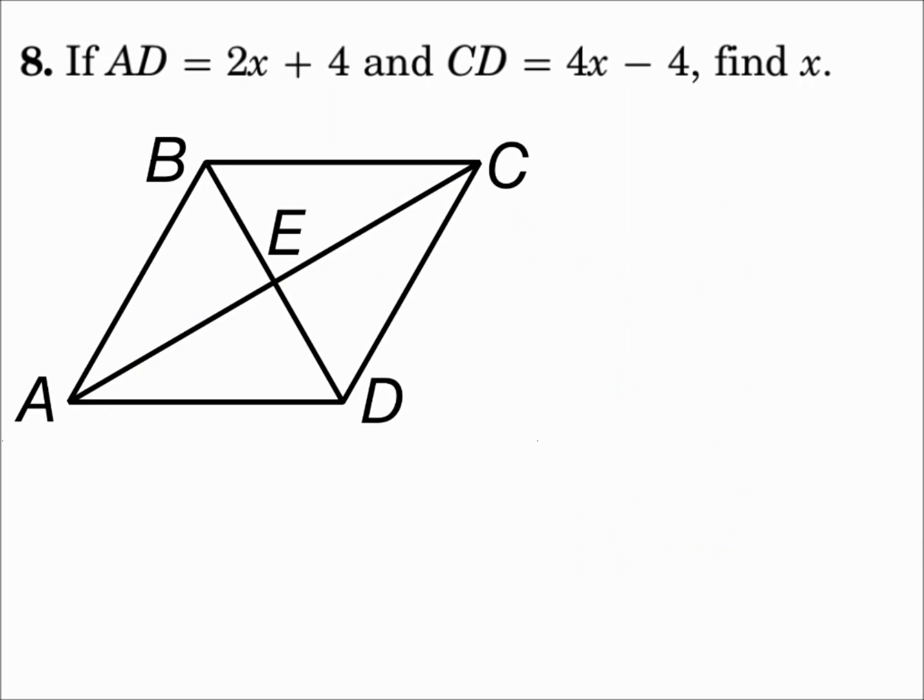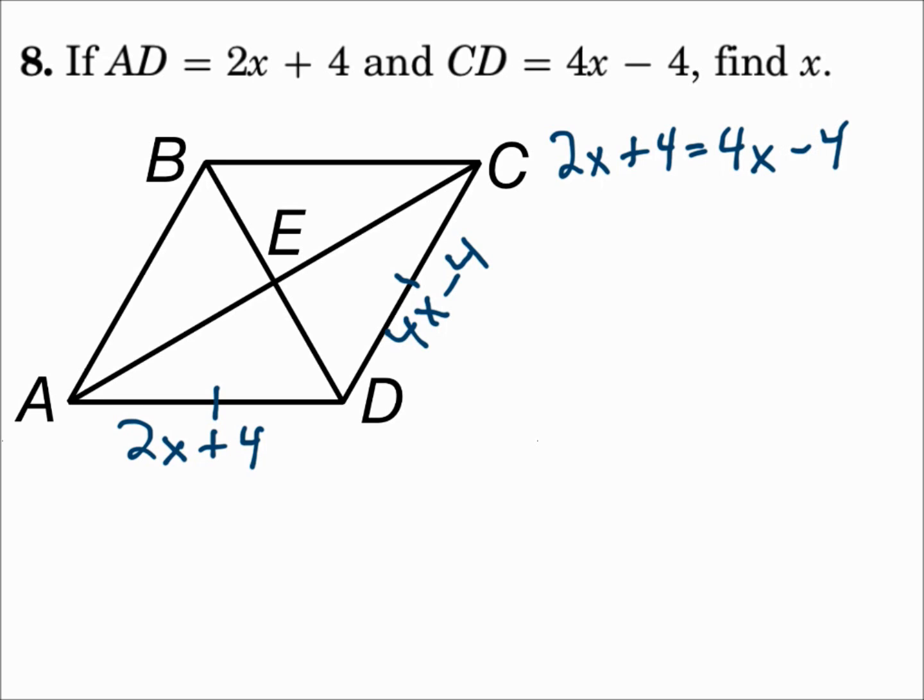Number 8, if the measure of segment AD is 2x plus 4, and the measure of segment CD is 4x minus 4, find x. Well, in a rhombus, sides are congruent, and we have 2 side lengths there. Those sides are congruent and their measures are equal. Solve for x.